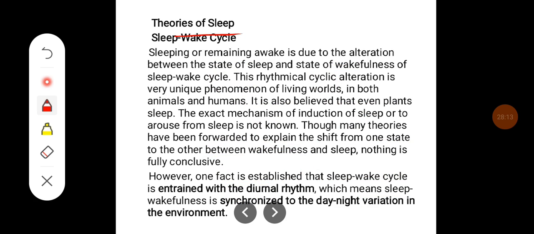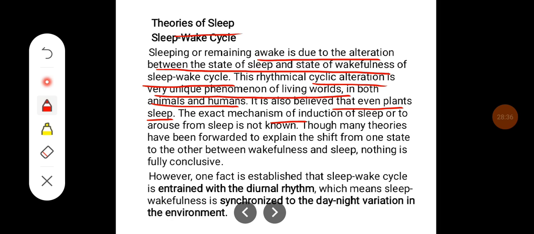Theories of sleep: sleep-wake cycle. Sleeping or remaining awake is due to the alternation between the state of sleep and the state of awakeness, the sleep-wake cycle. It's a rhythmical, cyclical alternation, a very unique phenomenon of the living world in both animals and humans. It is also believed that even plants sleep.